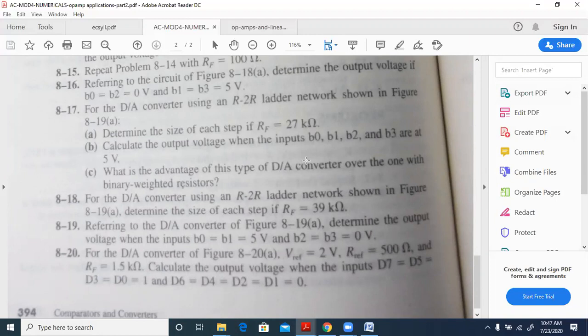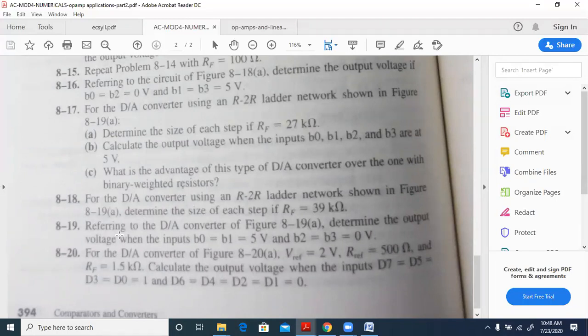And to that step size, again, you can multiply by 15 to get the value of the output voltage. So we need to determine the step size corresponding to that. If you want the output voltage, you can multiply with that.